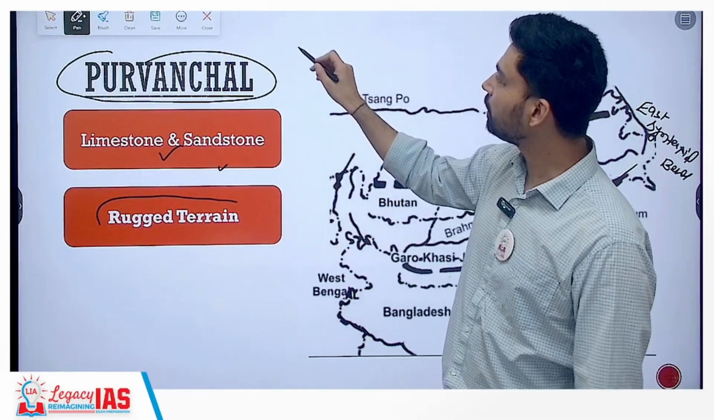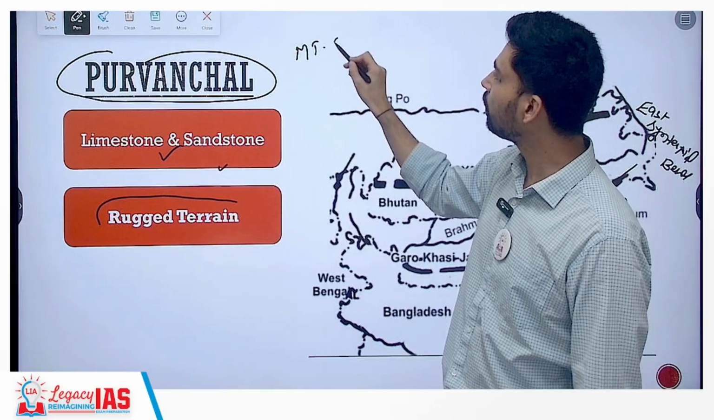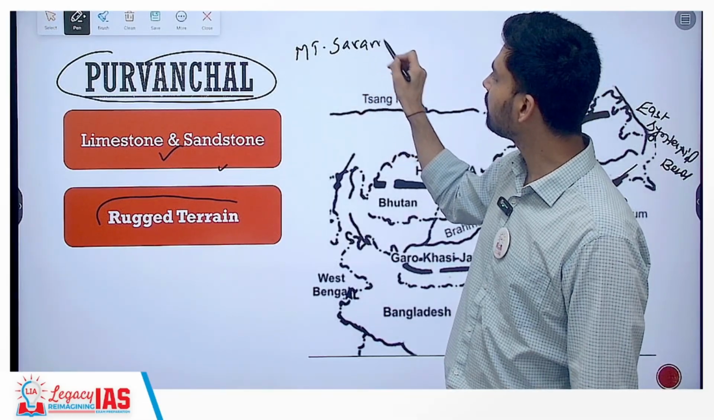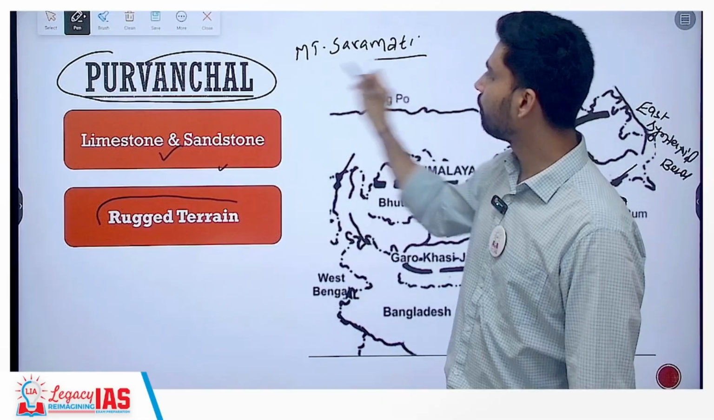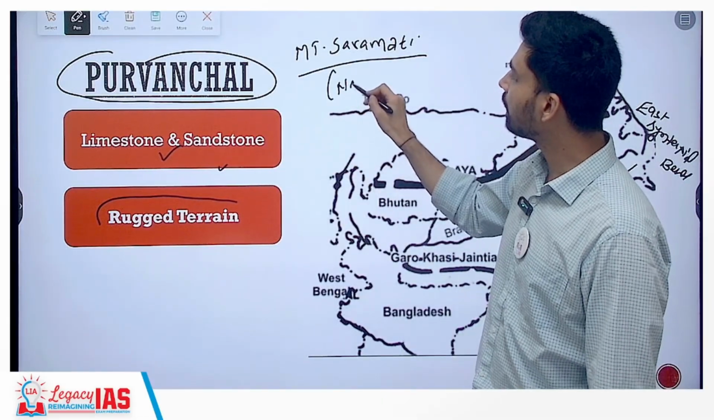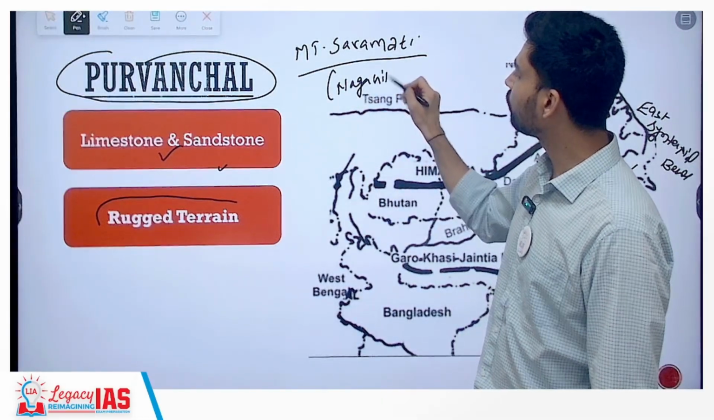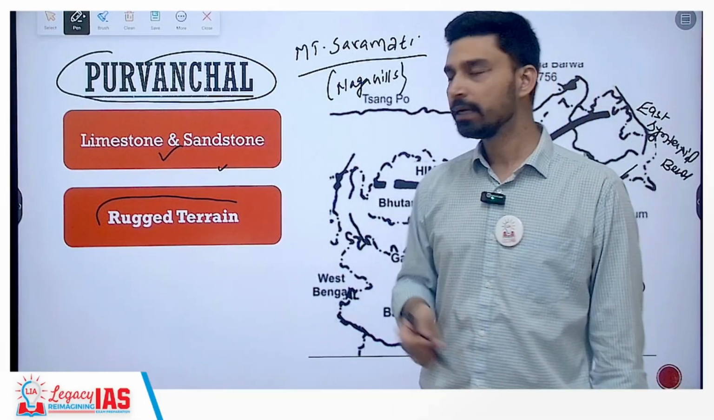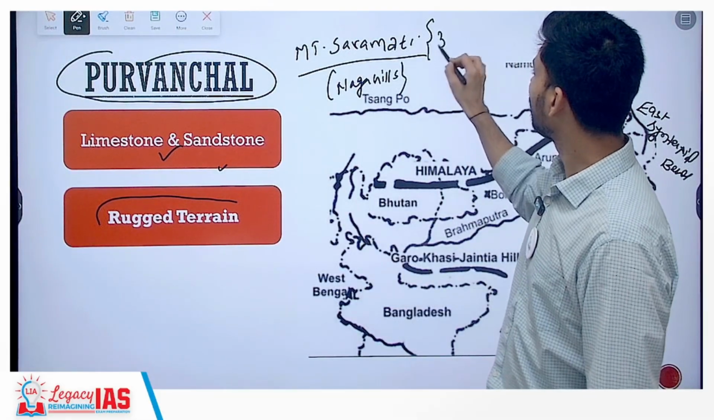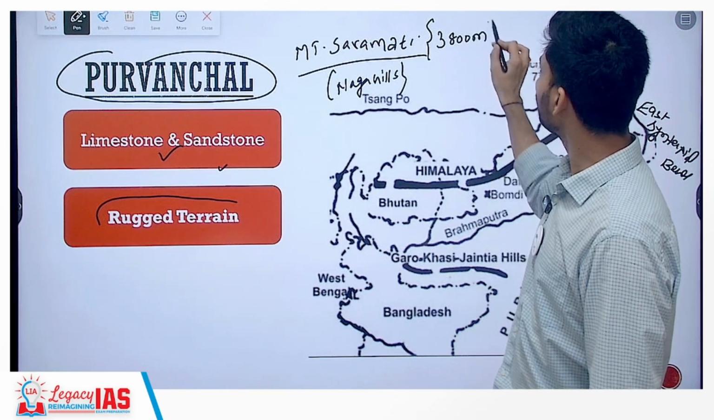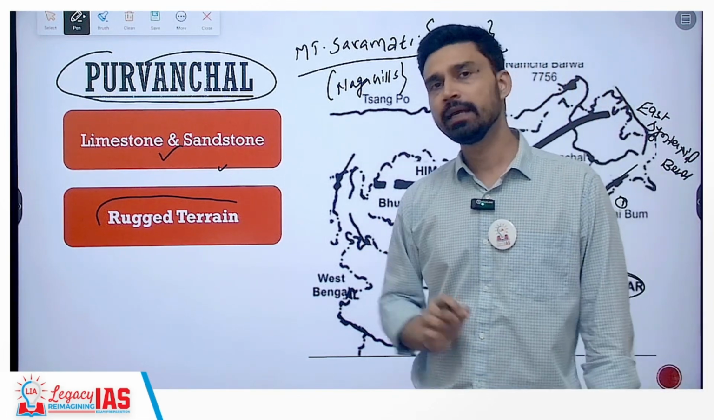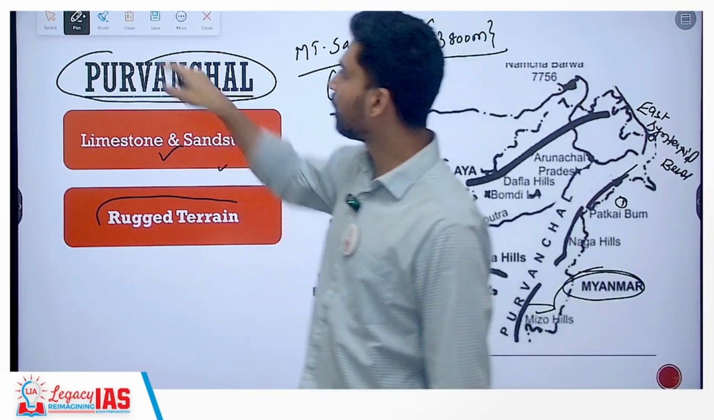And in Purvanchal, if someone asks you what is the tallest peak of this region, the answer would be Mount Saramati. Mount Saramati, which is part of the Naga Hills, located in the state of Nagaland along the border of Myanmar, is the tallest peak. Its height is roughly 3,800 meters in elevation as such. So that is Mount Saramati.